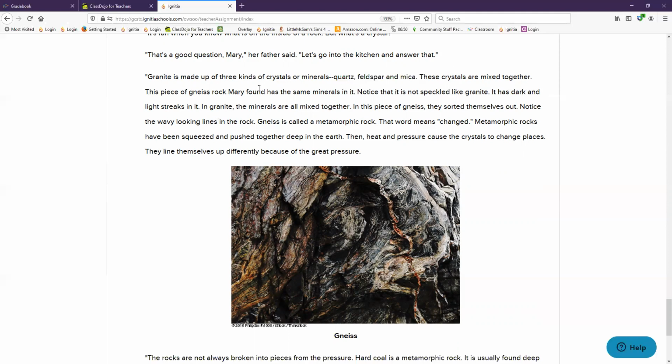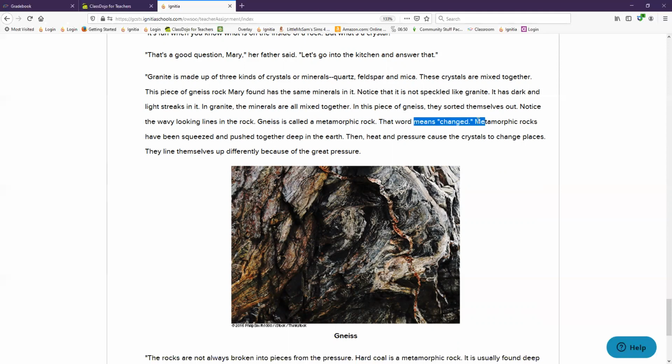This piece of gneiss rock that Mary found has the same minerals in it. Notice that it's not speckled like granite. It has dark and light streaks in it. In granite, the minerals are all mixed together. In this piece of gneiss, they sorted themselves out. Notice the wavy-looking lines in the rock. Gneiss is called a metamorphic rock.